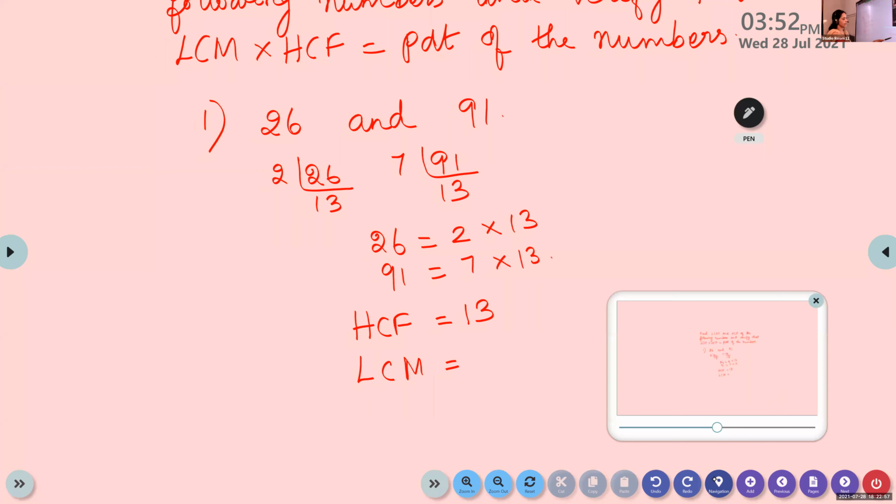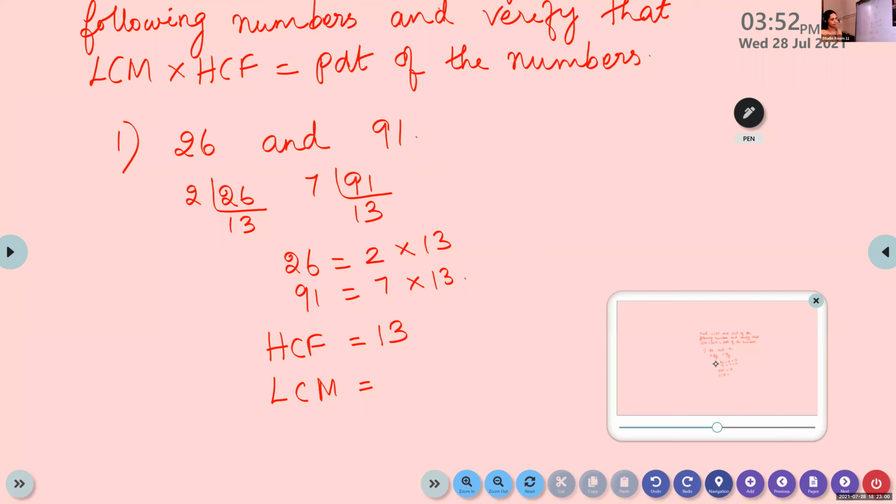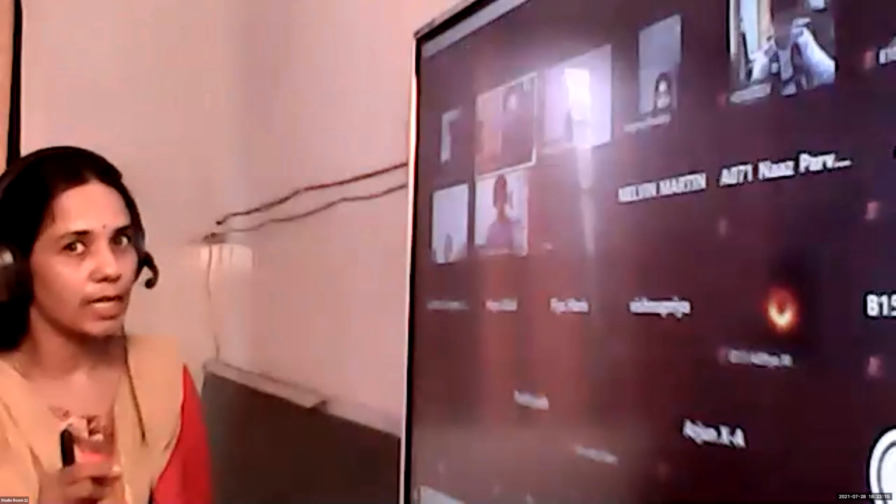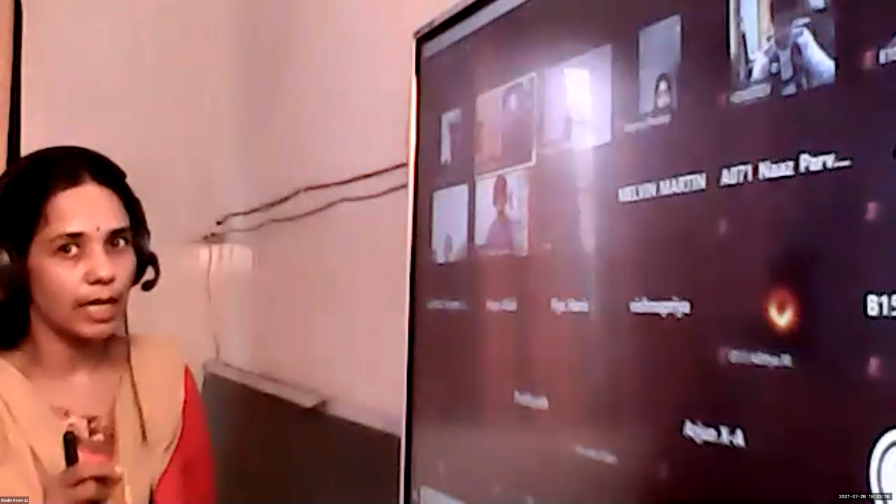So what about the LCM? To write the LCM, what do you have to do? We have to write all the factors. Listen children, while writing the HCF, we write only the common factors. But for the LCM, we write all the factors. If it is present in one number or two numbers, it does not matter. We write all the factors.